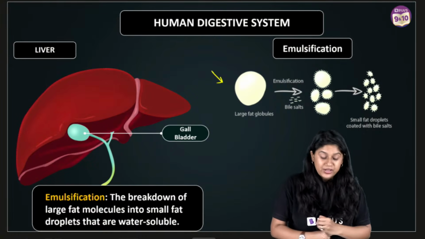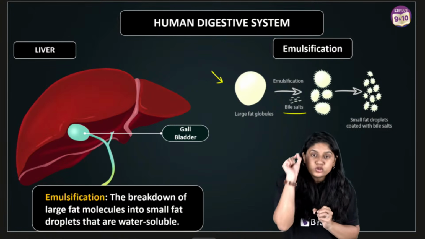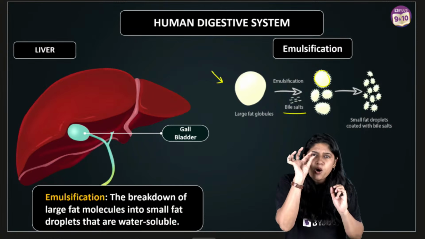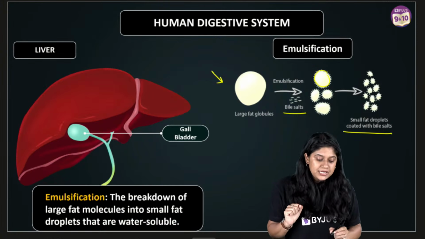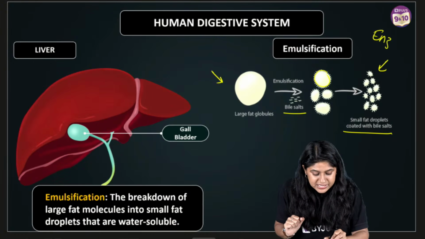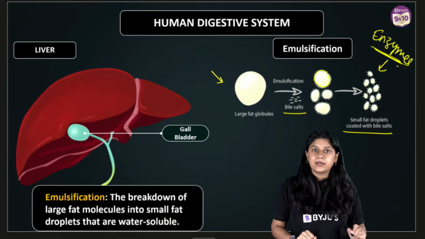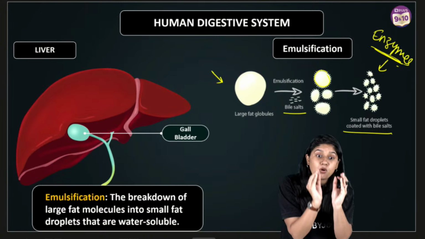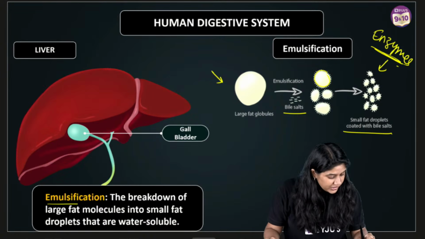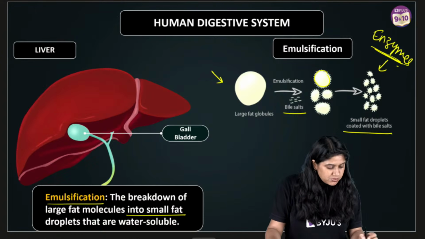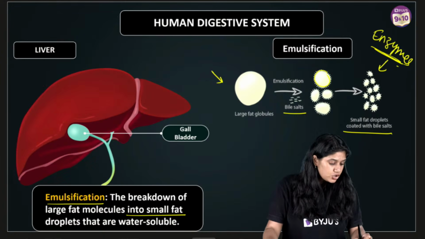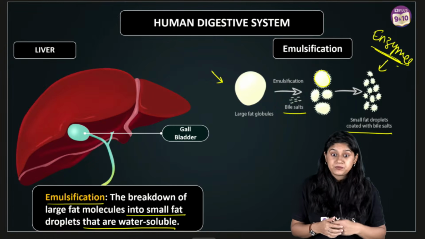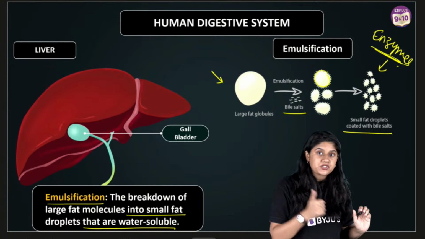So we have big fat molecules, and we can see these tiny bile salts. They surround the fat molecules and make them small droplets. Now these can be easily acted on by the enzymes, and the enzymes can further break them down easily. So the important role of the bile salts here is to break down the big fat molecules into small fat molecules. Emulsification is the breakdown of large fat molecules into small fat droplets that are water soluble. Clear, everyone? This is super important. So this is the emulsification process.